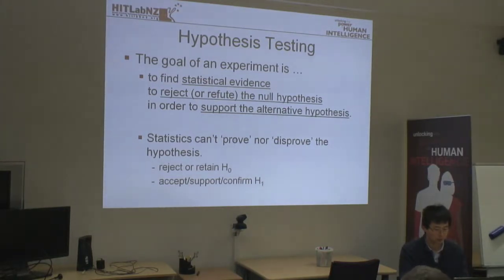So we use different words such as reject or retain, which is if you are against a certain idea, then you say you are rejecting that hypothesis. And if the evidence is supporting it, you say you retain or keep the null hypothesis, and so forth. So if you can reject your null hypothesis using statistical evidence, then you can support or confirm the alternative hypothesis.